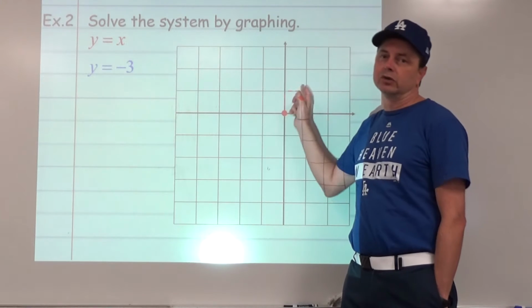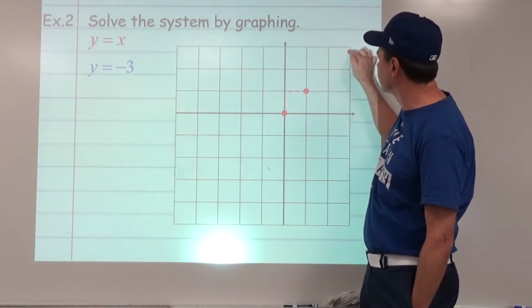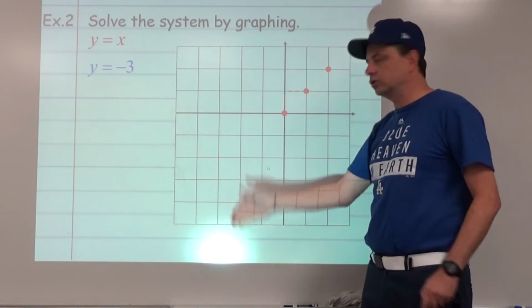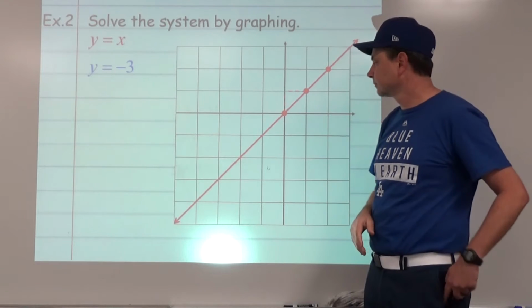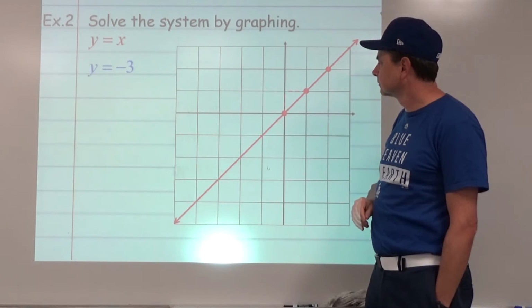Those are very close together, so we probably want to do that a few more times. Up 1, right 1, up 1, right 1, and get these points spread out before we go to draw the line. Definitely want to be doing this on graph paper.